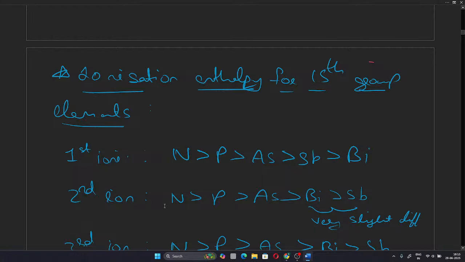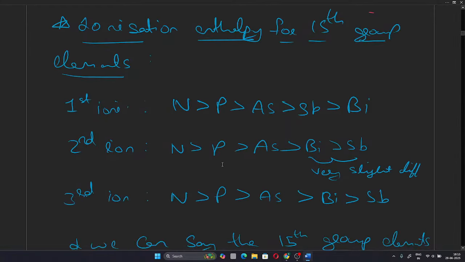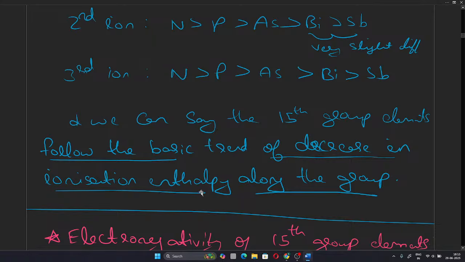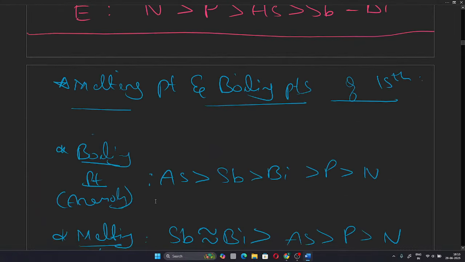Ionization enthalpy for 15th group elements: the first ionization enthalpy is highest for nitrogen, and it keeps decreasing as we go down the group. This is similar for second and third ionization enthalpy as well. Electronegativity of the 15th group elements decreases as we go down the group. It is followed by all these elements.